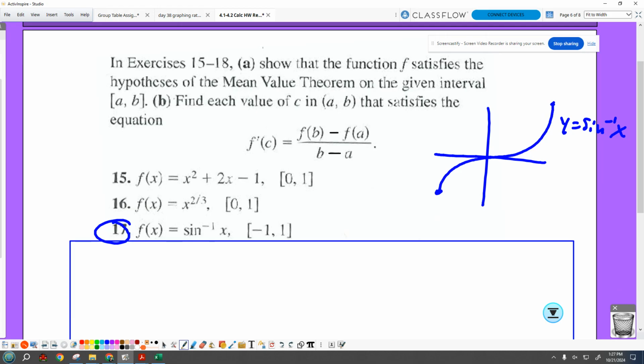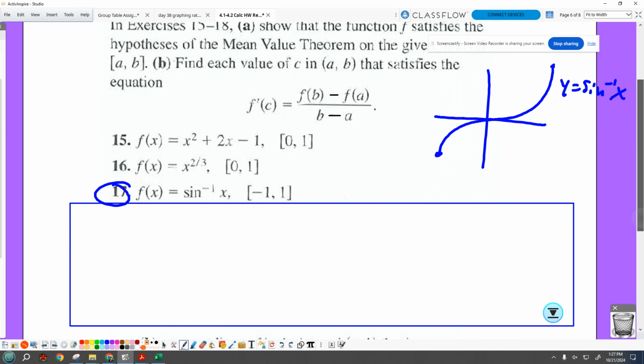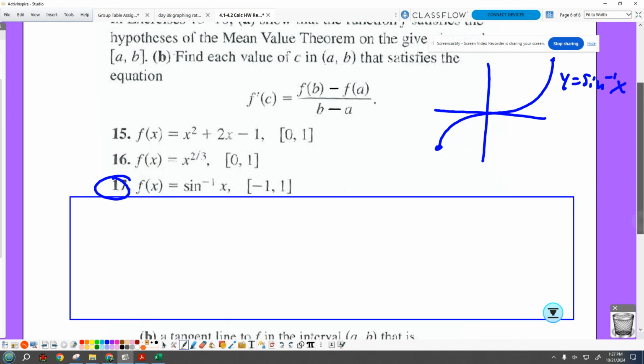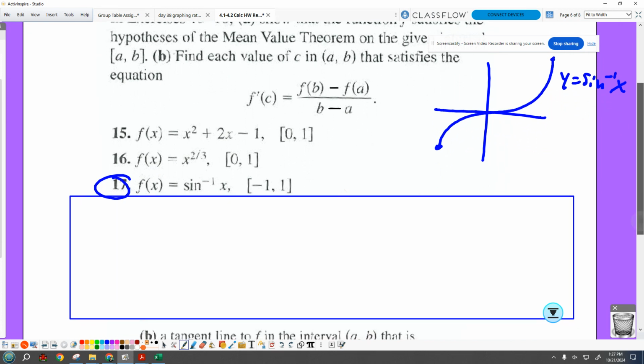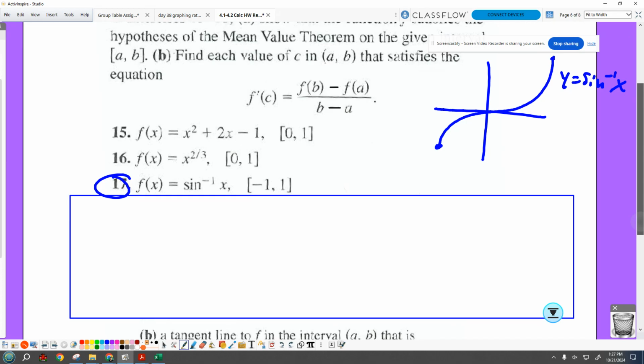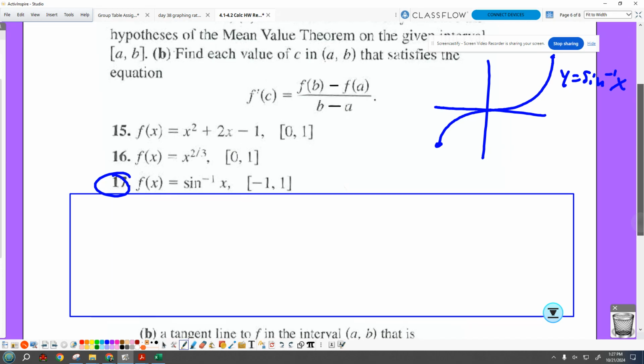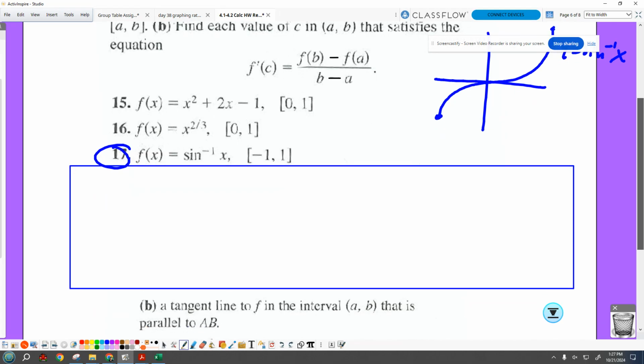Hamid, what are the things that have to be true so that mean value theorem can be applied? It has to be continuous along the closed interval and differentiable along the open interval. Okay, so this is the graph of sine inverse. Is it continuous over the closed interval? Yep. Is it differentiable over the open interval? Yes. Okay, so mean value theorem applies.